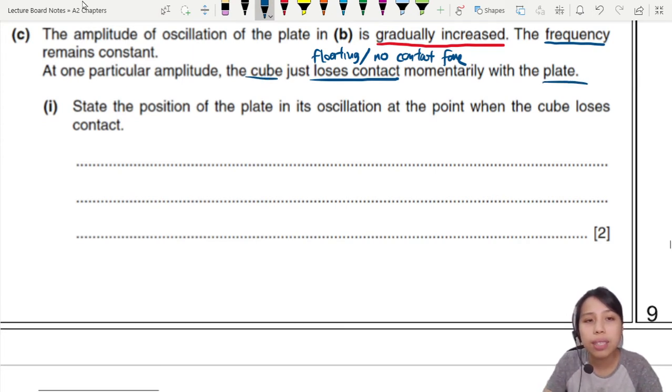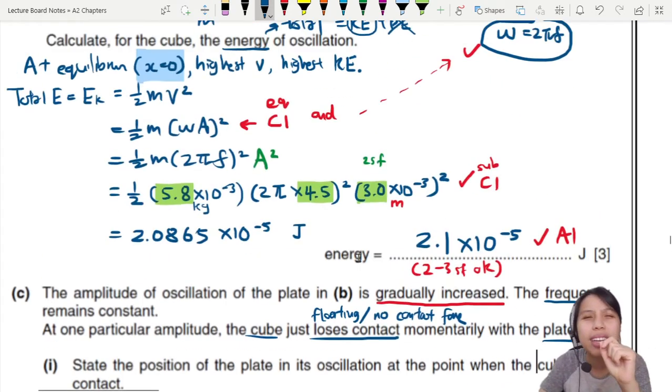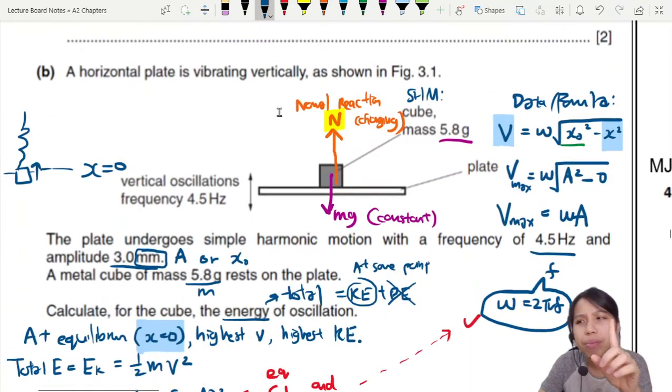So you need to state what is the position of the plate, basically displacement, at the point where the cube loses contact. So where does it lose contact? Let's go back up to the picture a bit and see. You can kind of do an experiment with this diagram. Remember we said the N is changing, the mg is constant.